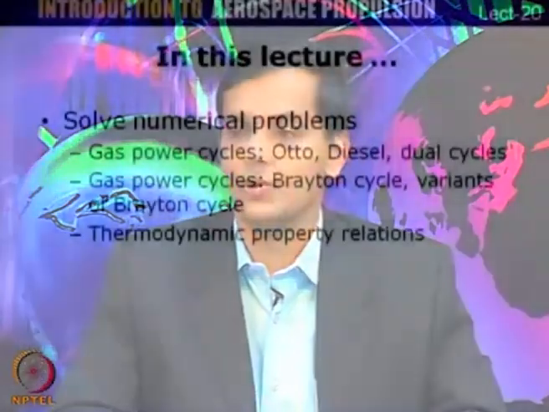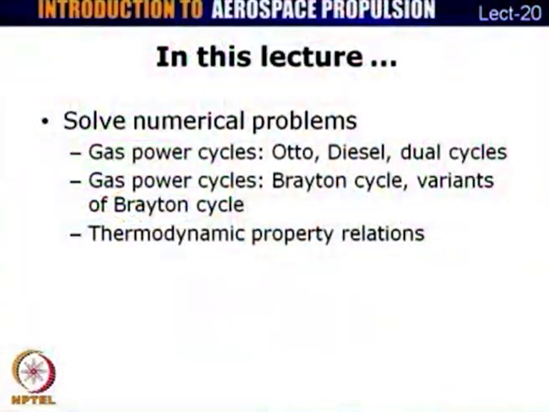Later on we also discussed, very briefly, the basic thermodynamic cycle of steam engines, that is the Rankine cycle. So, what we shall do today is to solve numerical problems from some of these topics. We shall begin with numerical problems on Otto and diesel cycles, and then we shall solve problems from the Brayton cycle and some of the variants of the Brayton cycle. We may probably not solve the thermodynamic property relations, but primarily we shall be solving problems from the gas power cycles, that is the Otto and diesel cycles, the Brayton cycle and the variants of the Brayton cycle.